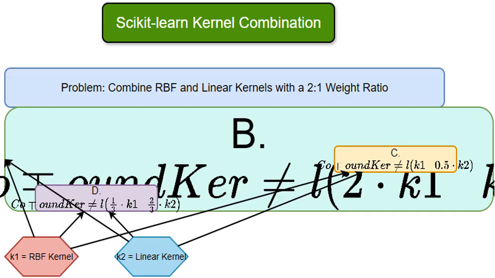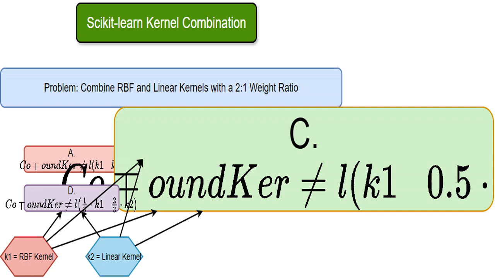This option creates a compound kernel by weighing the RBF kernel K1 twice as heavily as the linear kernel K2. I think of it like this: imagine you are mixing 2 colors of paint. This option uses twice as much of the first color as the second. It's a good start, but we'll see why it's not perfect. Here, we're using 1 part RBF kernel and half a part of the linear kernel. Again, think of paint.